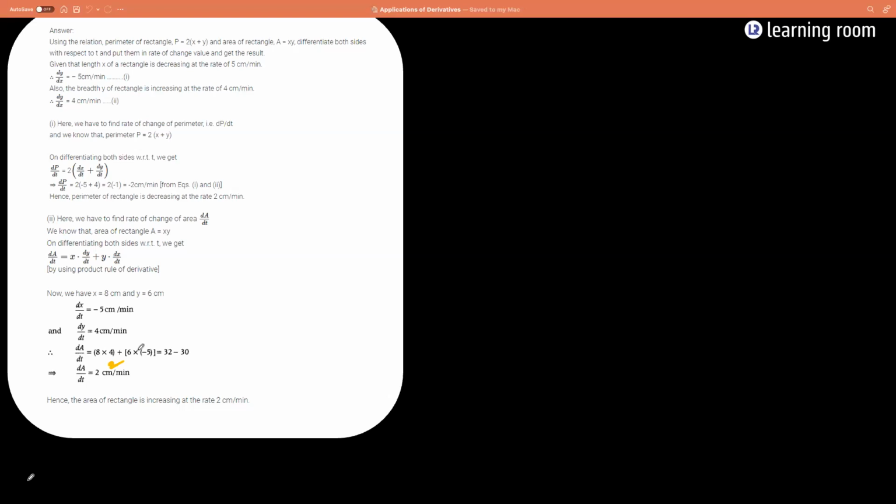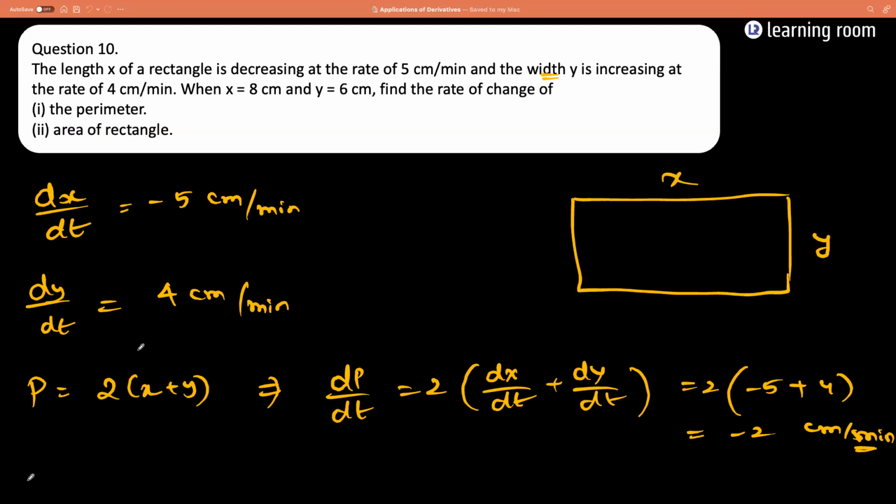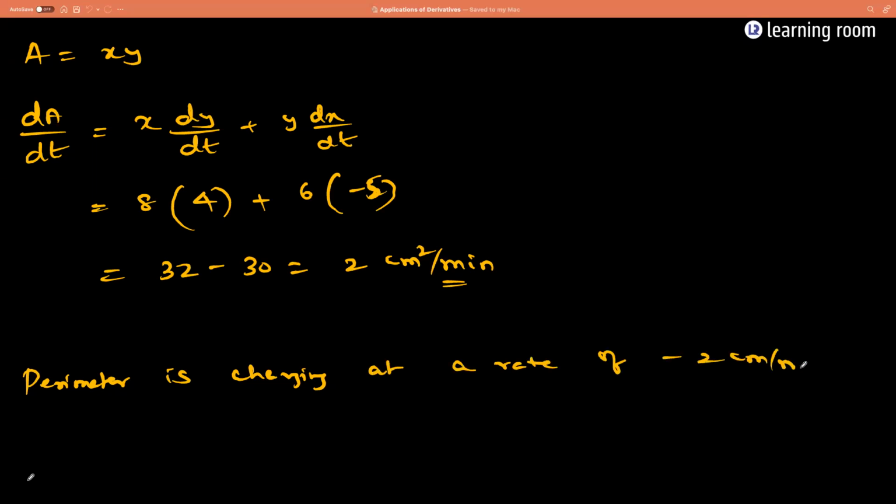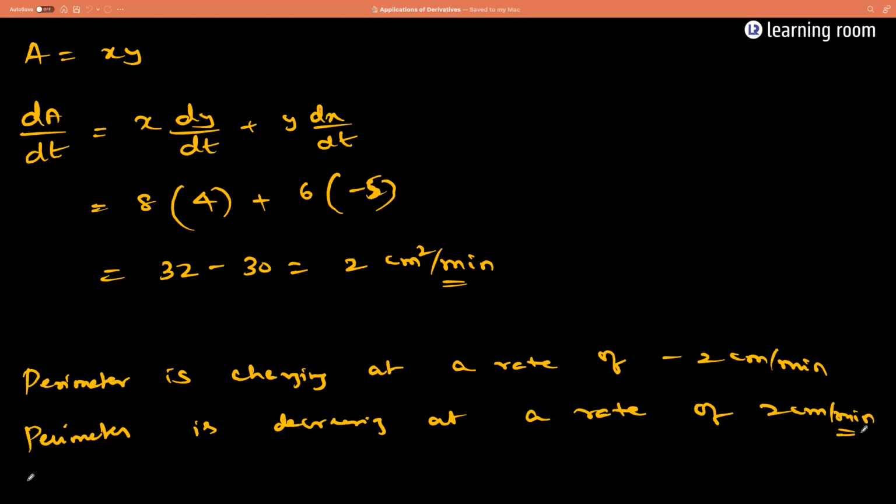And the perimeter is decreasing at a rate of 2 centimeter per minute. So when you're reporting the answer, dp by dt is the change. So when you're reporting, you should be careful about it. Perimeter is changing at a rate of minus 2 centimeter per minute is the same as perimeter is decreasing at a rate of 2 centimeter per minute. They both are the same.